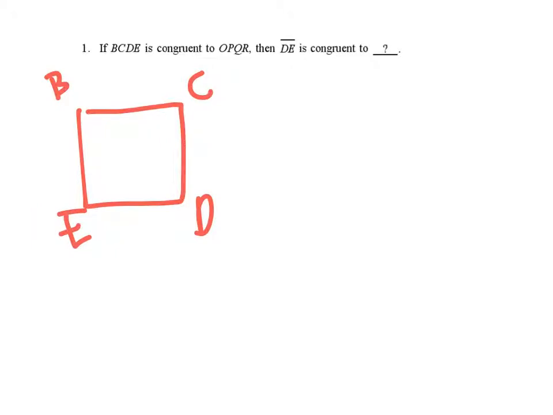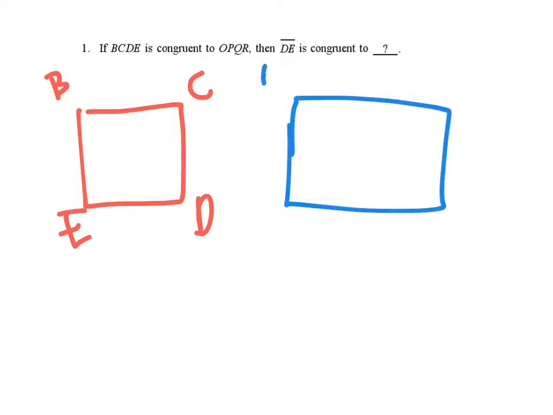All right, number 1 says if BCDE is congruent to OPQR, then DE is congruent to blank. In this case, we're talking about some sort of quadrilateral. It has 4 sides. And remember, the stuff that's in the same spot is congruent. So if this is B, C, D, E, and my second one is O, P, Q, R, when I name them, anything in the same spot has to be the same. So if we're looking at DE on the bottom, then we're going to be looking at RQ here.